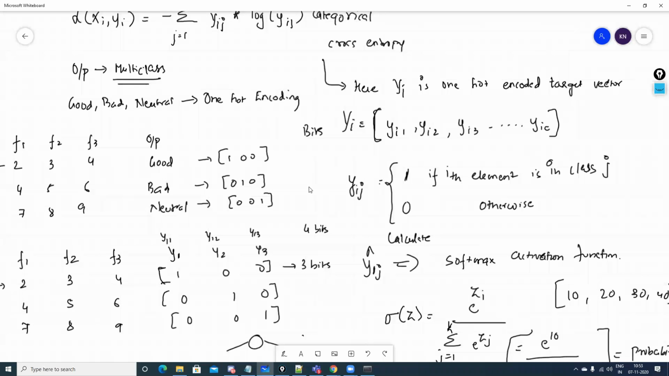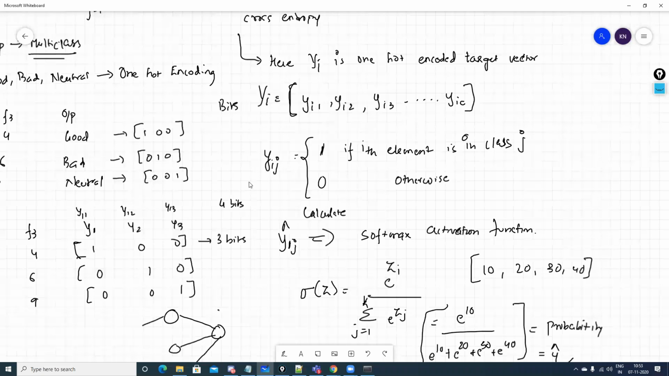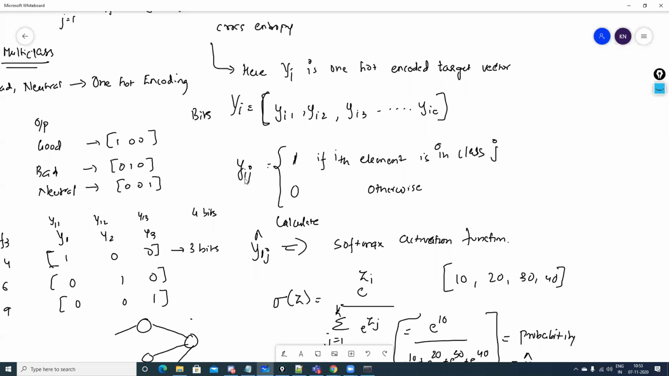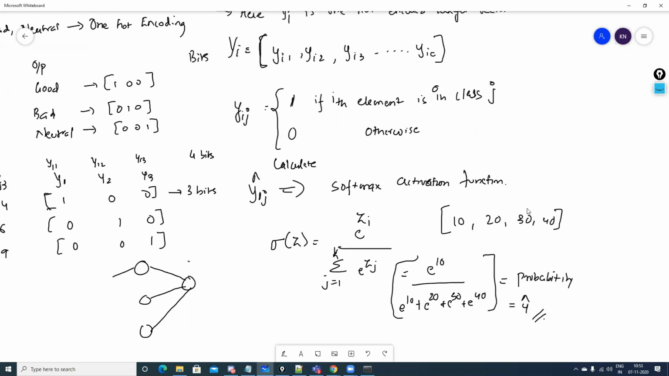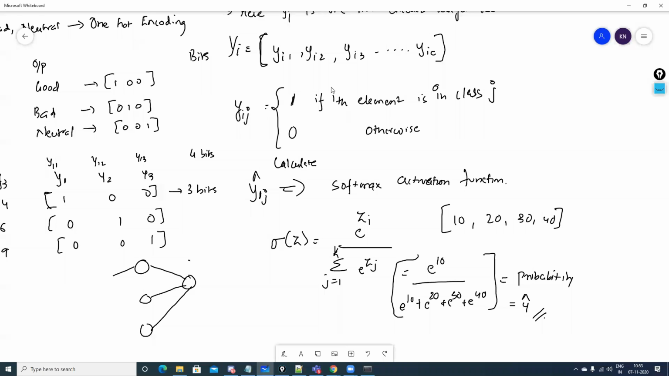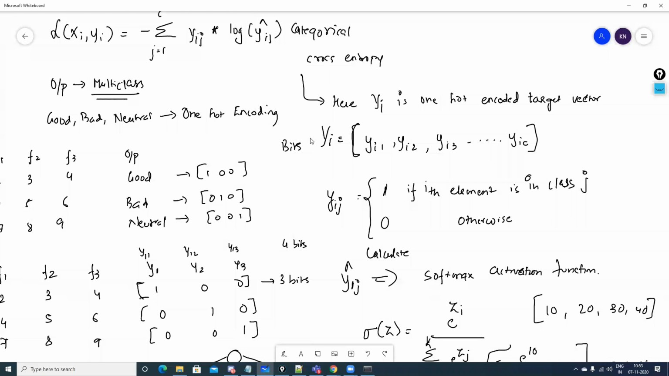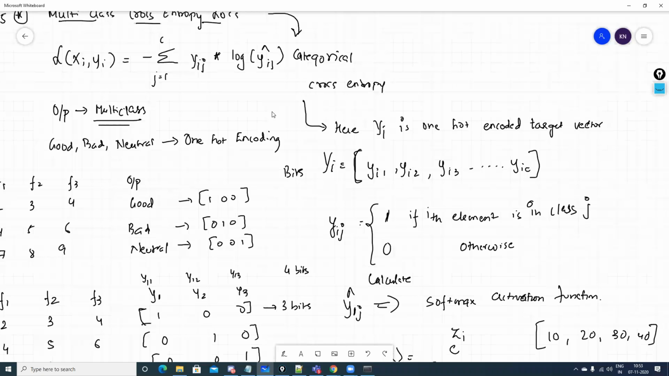And that is what I've written in the steps over here. My yi is represented by this, where yij is 1 if the element is in that class j. Suppose this element belongs to this class, then this value will become 1, else it will become 0. After this, how do I compute my y hat? Y hat is computed by the softmax activation function. This softmax activation function will give me some probability value, and that probability value I'll replace in this particular equation. That's it. And after that, I will get this loss function. This is how we use multi-class cross entropy loss.